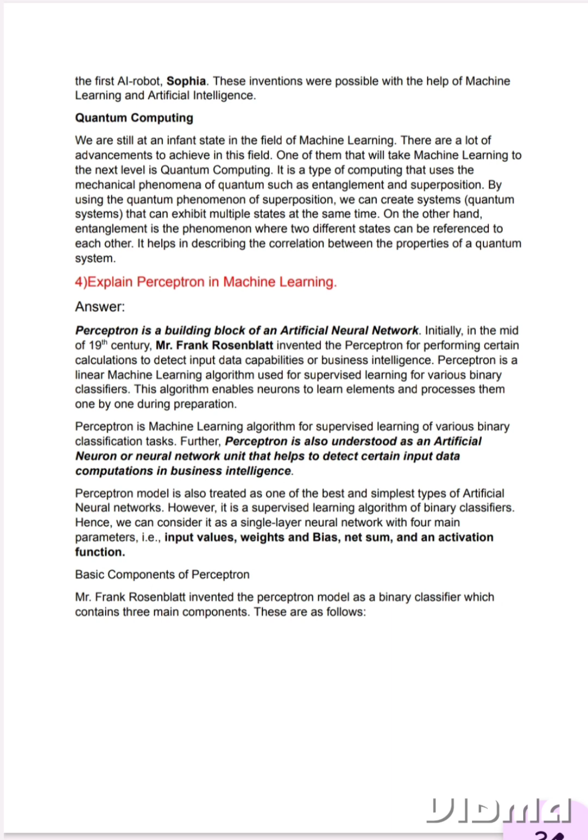Hence, we can consider it as a single-layer neural network with four main parameters, i.e., input values, weights and bias, net sum, and an activation function.